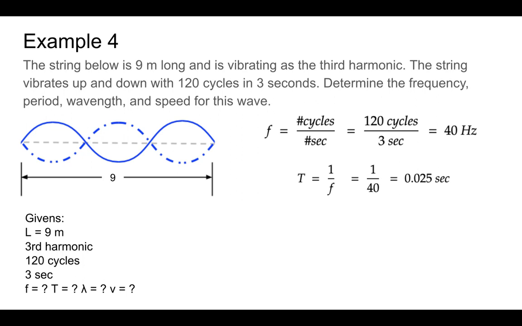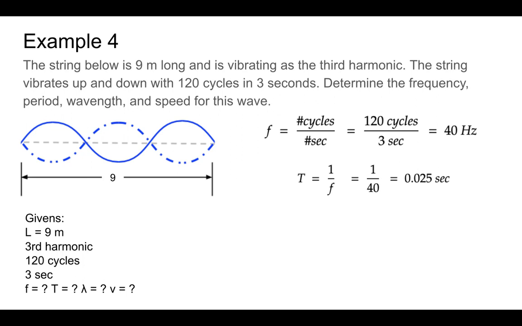Now, another way you can do this is seconds over cycles, which is the inverse of frequency, right? 3 divided by 120 ends up being 0.025 as well. So you can use both of those. It's totally fine. Now, wavelength is a little bit more difficult.